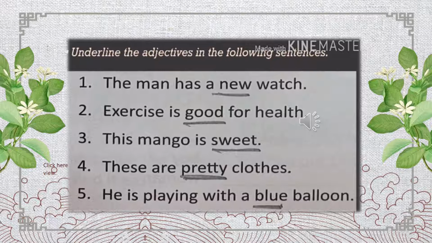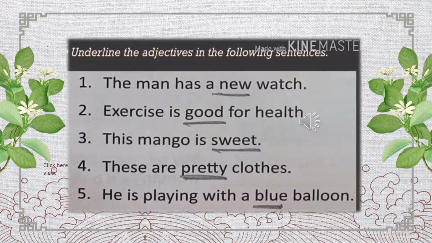Exercise is good for health. What is good for health? Exercise. Here good is adjective. This mango is sweet. How the mango is? Sweet. So here word sweet is giving us more information about the fruit mango, and mango is noun here.